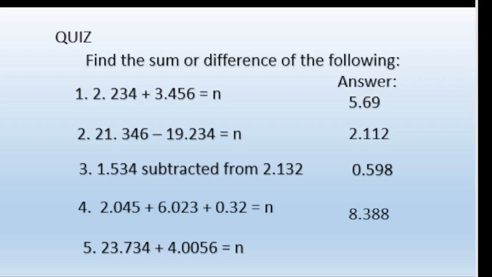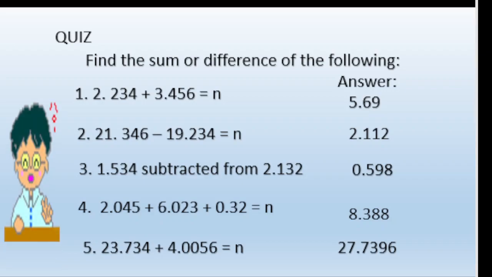And then 23.734 plus 4.0056 is equal to 27.7396. Okay, for our main lesson.